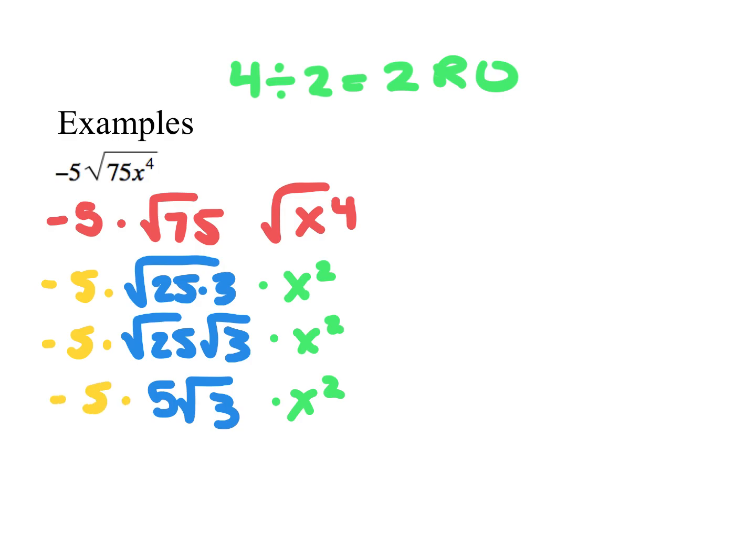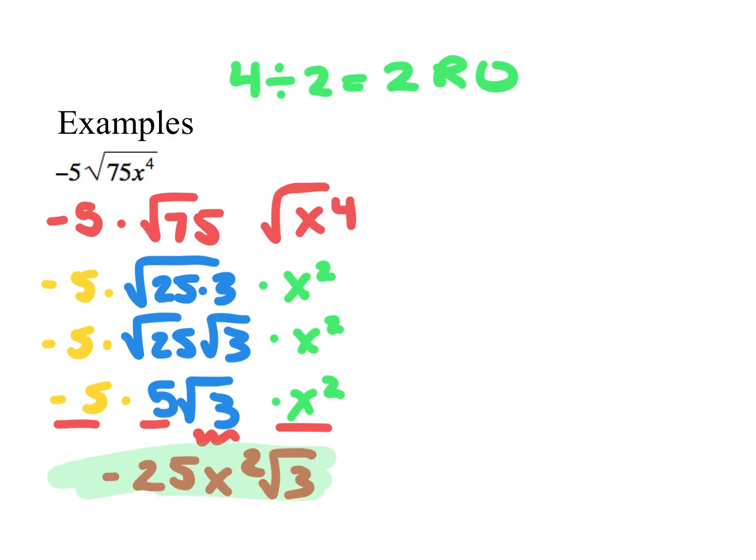So now I'm going to multiply all the parts outside together. So negative 5 times 5 times x squared gives you negative 25 x squared with a radical 3 left inside. So your answer is negative 25x squared radical 3.